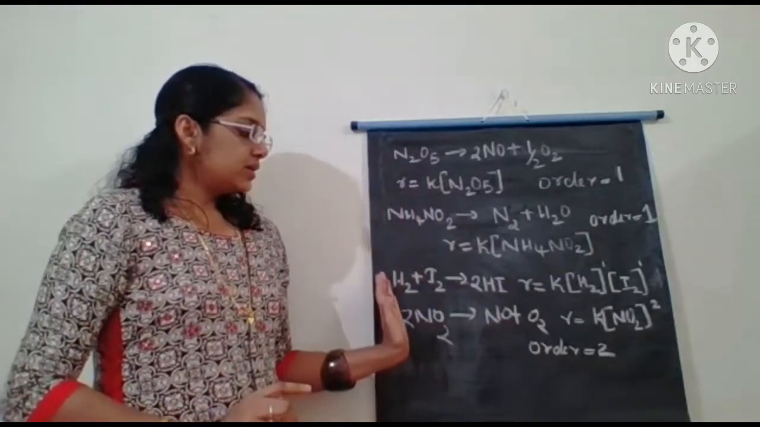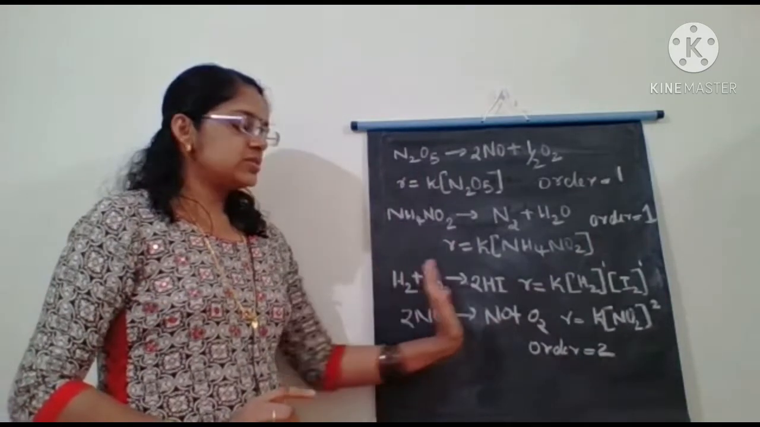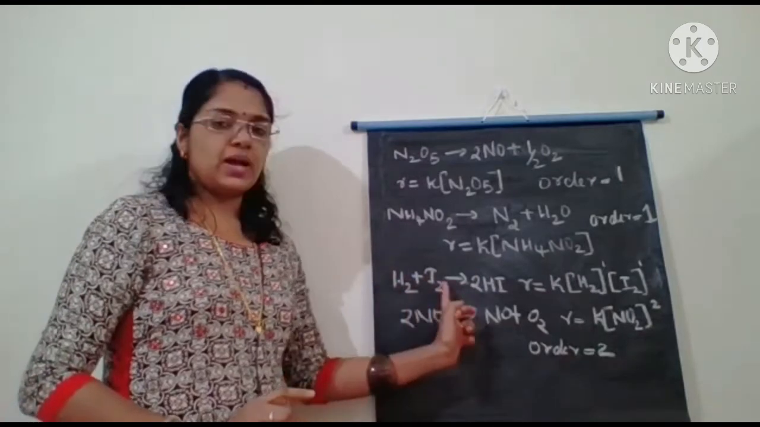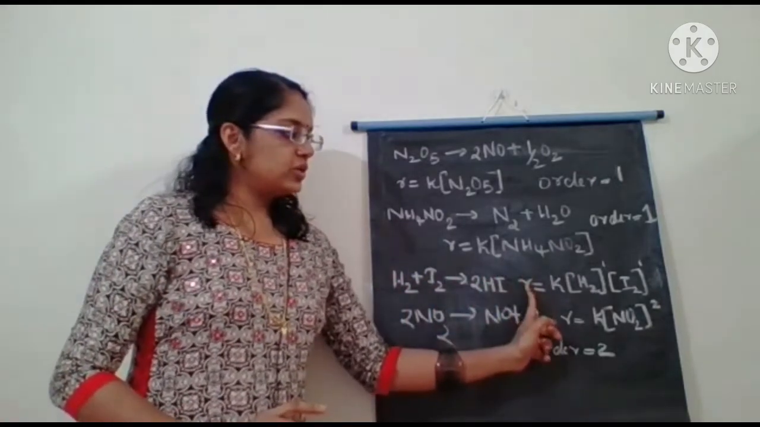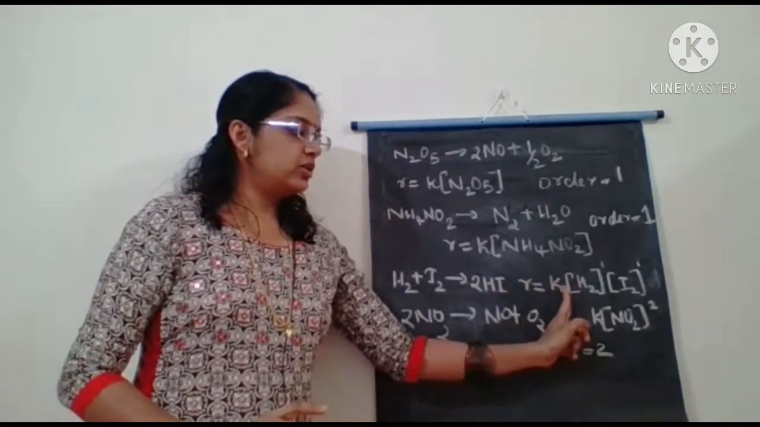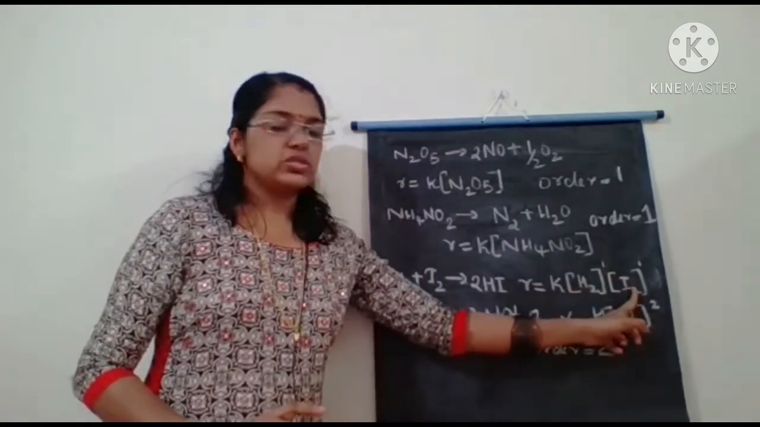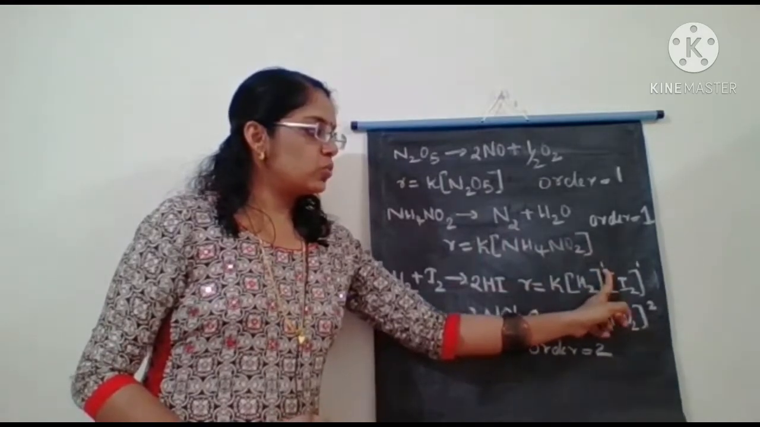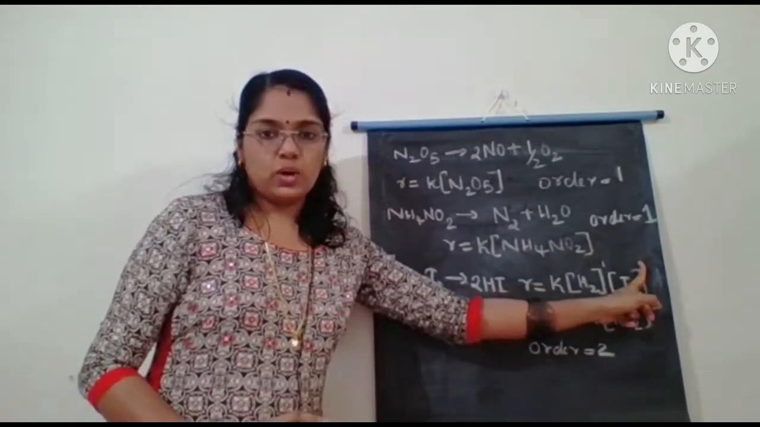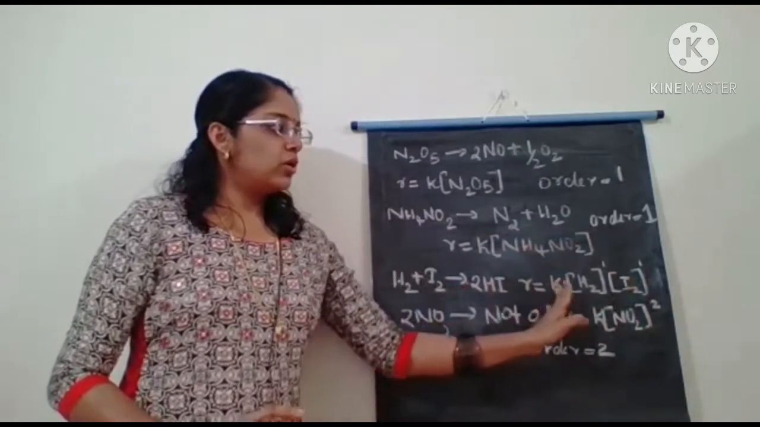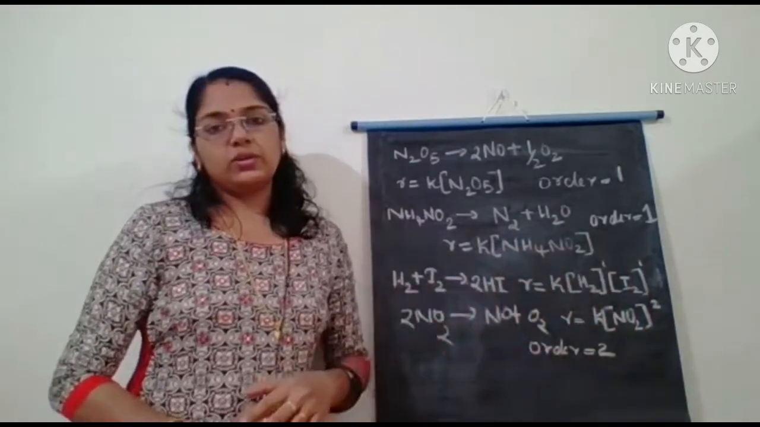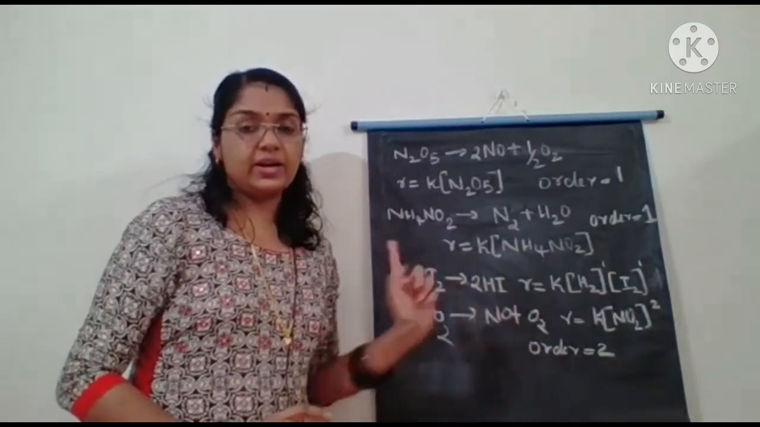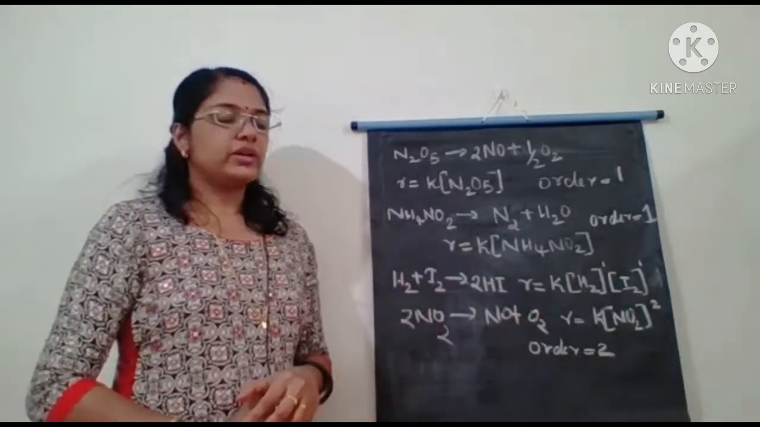We can consider the next reaction, the formation of hydrogen iodide by the interaction of hydrogen and iodine. Here the rate equation is found to be R is equal to K into the concentration of H2 and the concentration of I2. The exponent of H2 is 1 and the exponent of I2 is 1, so the order of the reaction will be 1 plus 1, which is equal to 2. So this formation of hydrogen iodide is an example of a second order reaction.